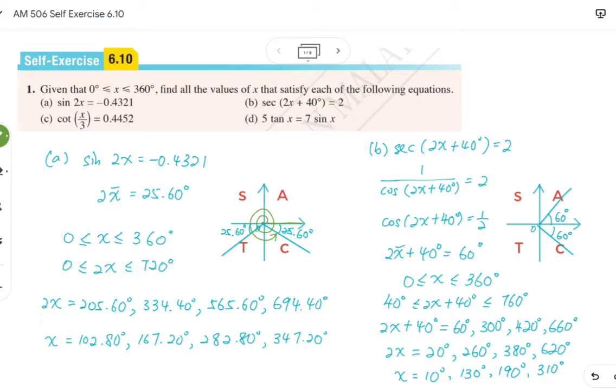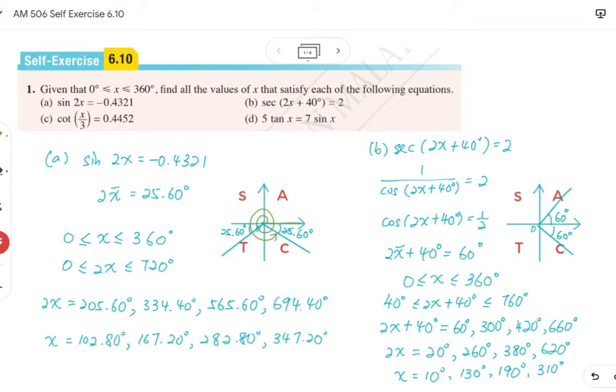So these are the angles for 2x. We want the angle for x. Therefore, 205.60 divided by 2, we get 102.8, and then 167.20, and 282.80, and 347.20.